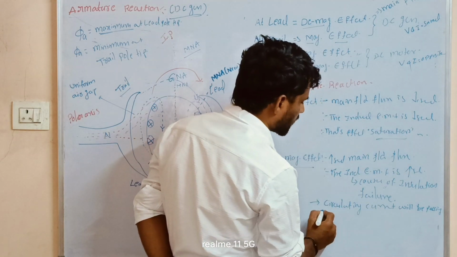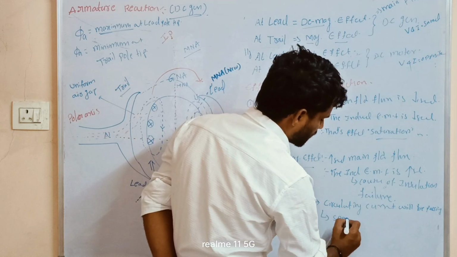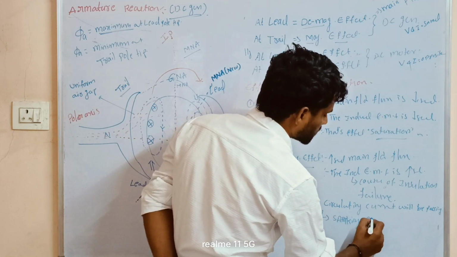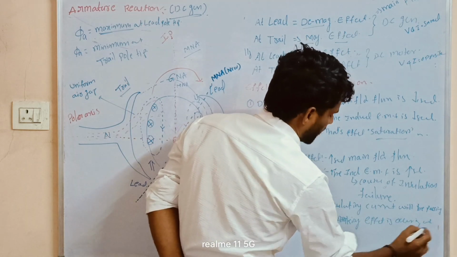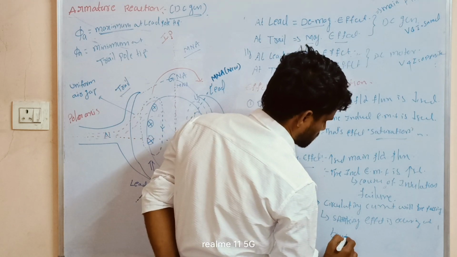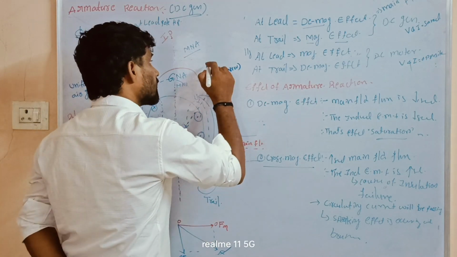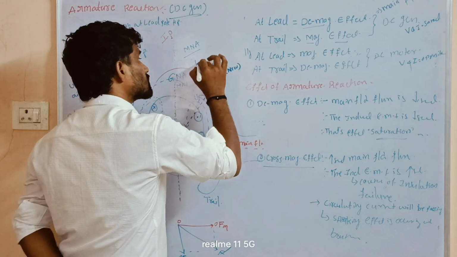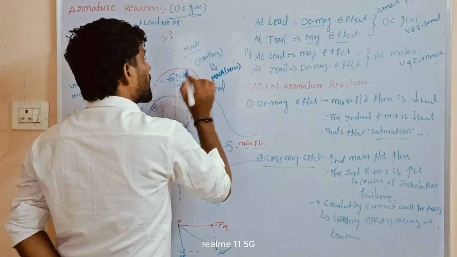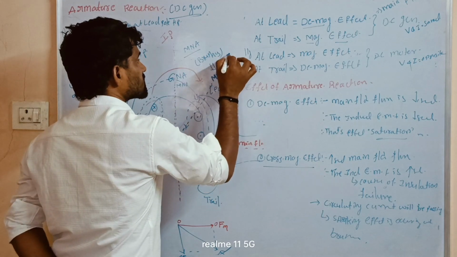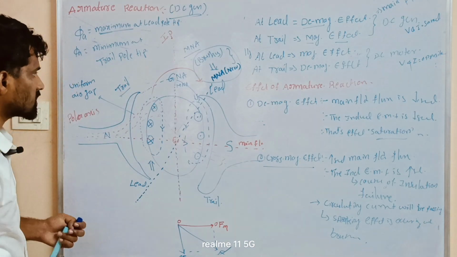Due to circulating current, a sparking effect or arcing effect occurs at the brushes. Another note point: brushes are always placed on the MNA axis, based on the MNA axis. So these are some of the effects.